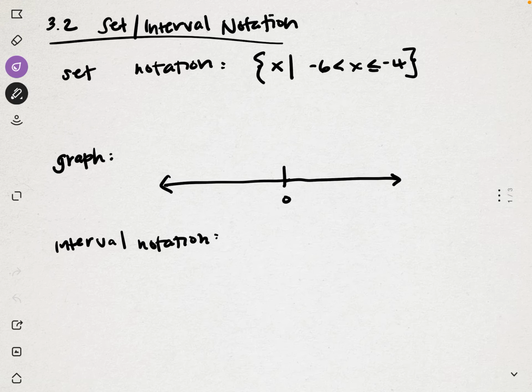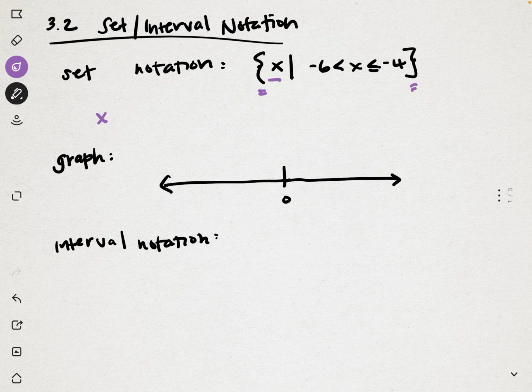Hey guys, welcome back. Today we're looking at 3.2, set and interval notation. So this first problem they're giving us in set notation. The set we know is the same as when we looked at sets from functions. It's indicated by the braces. Now, when we read this, we read it like this.